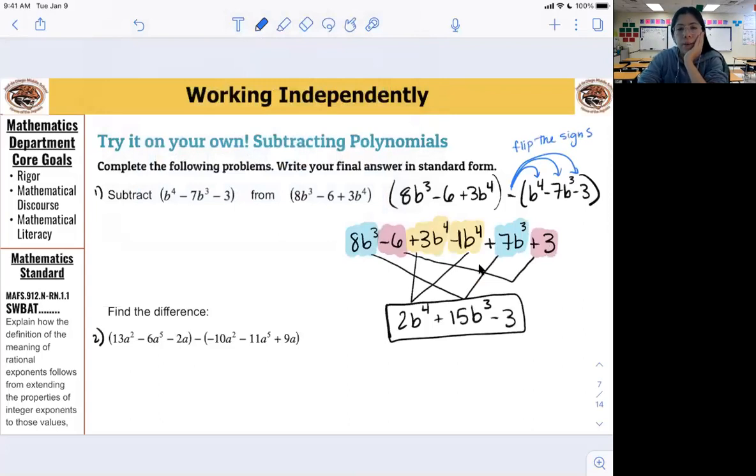Can somebody remind me why I'm writing it in this order? So you won't have to do the last step to put them in order. Right. So when I have the final answer, you always want to have it in standard form, which means the highest exponent goes first, then it goes down from there. So the reason it's in this order is because the exponent of 4 has to go first.